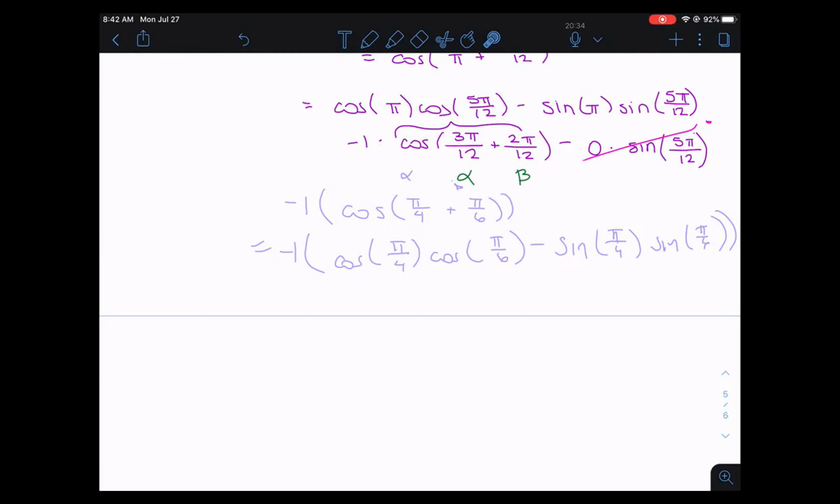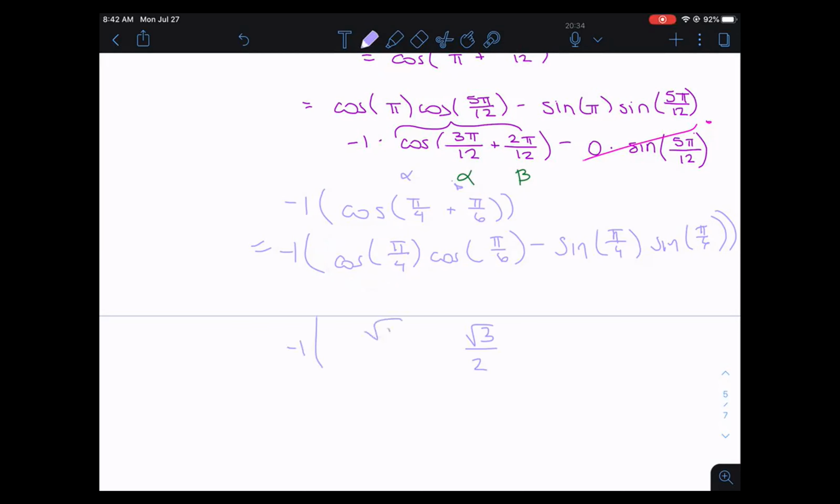Oh, yes, pi over 4. Did I say cosine of pi over 6? I'm sorry. Yes. Cosine of pi over 6 is the square root of 3 over 2. I meant to say cosine of pi over 4. What is the cosine of pi over 4? Square root of 2 over 2.